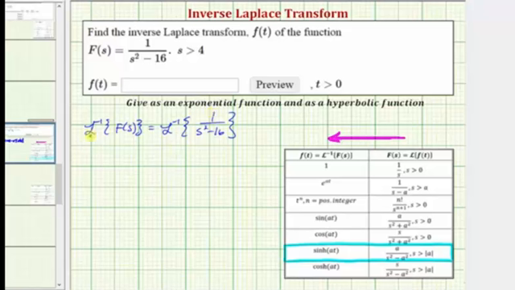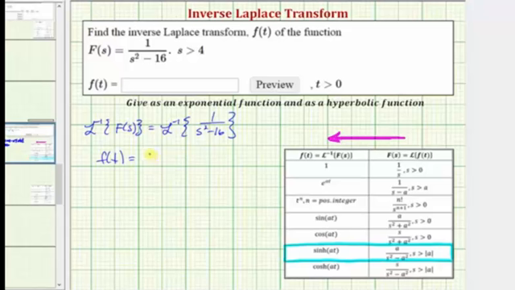So on the left side, the inverse Laplace transform of big F of s is equal to f of t, so we have f of t equals. Now before we find this inverse Laplace transform, notice how, looking at our formula, our denominator is s squared minus 16, which is in the form of s squared minus a squared, where a squared equals 16 and a equals 4. So notice how here we must have a numerator of 4 in order to apply this formula.